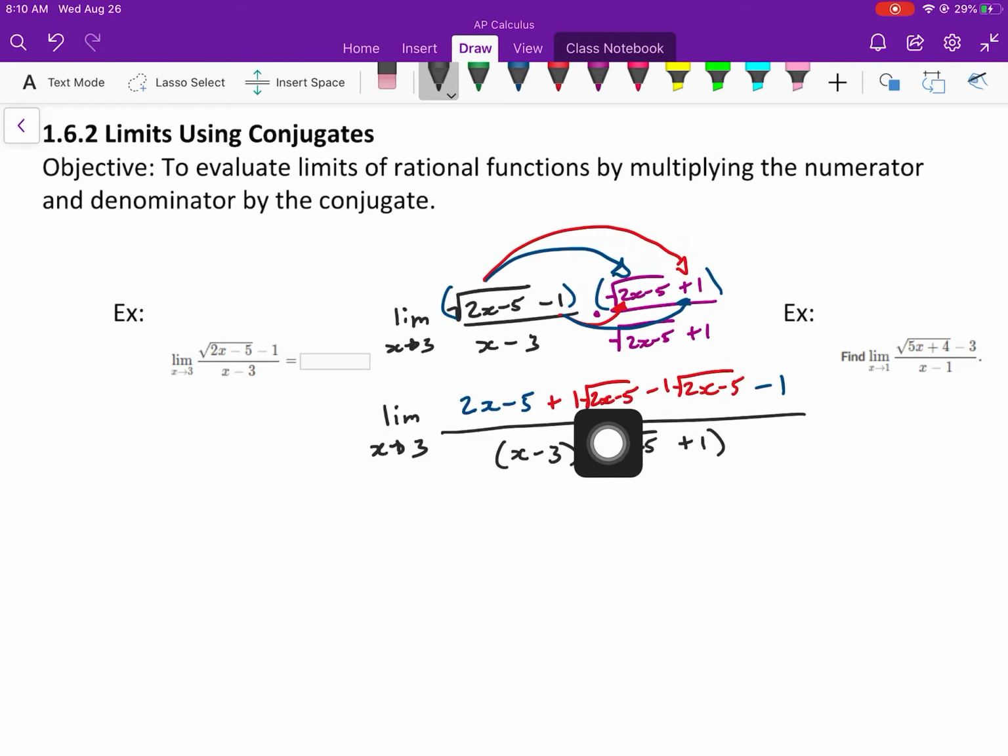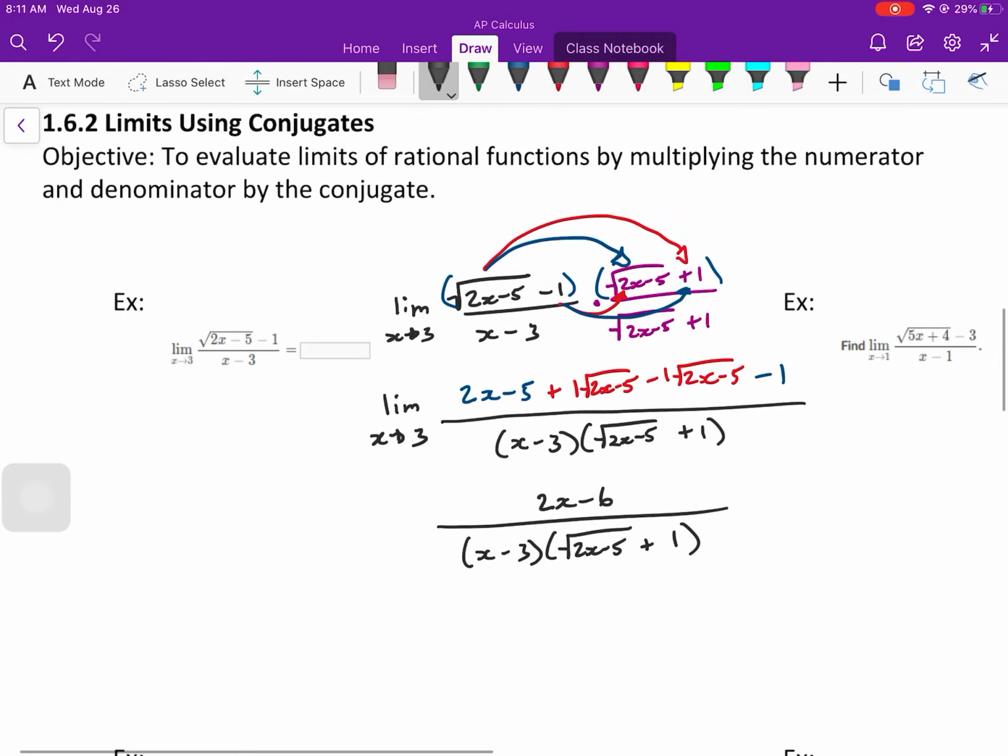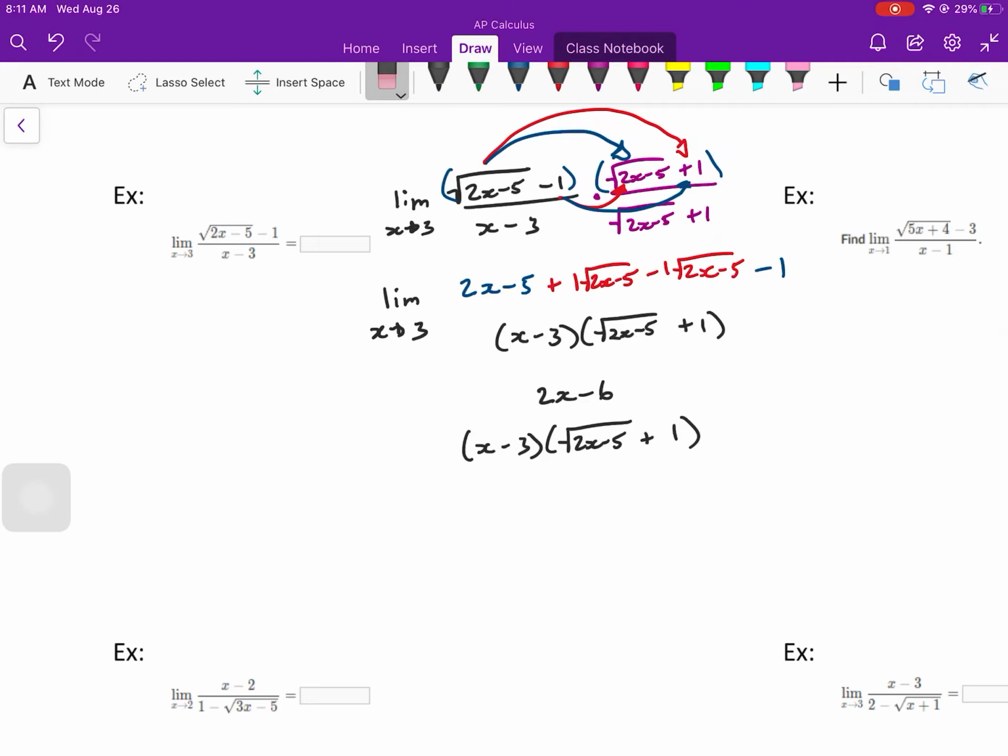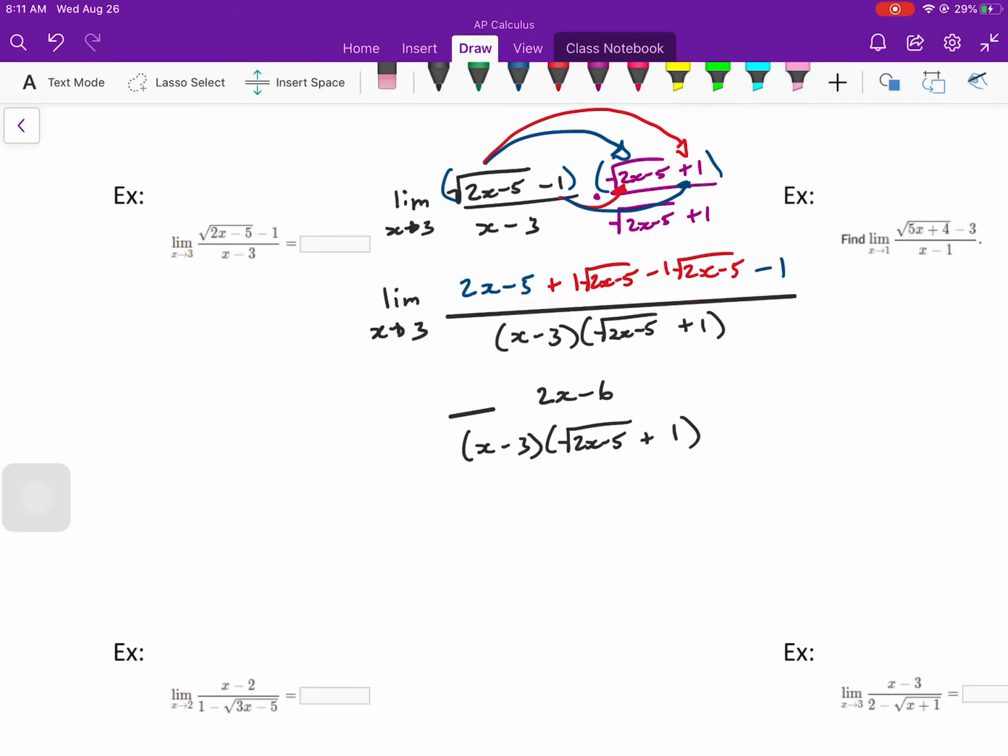So on the top, these are going to cancel out. Square root of 2x minus 5 minus square root of 2x minus 5, those will cancel out. Leaves us with 2x, and then negative 5 minus 1 is negative 6. So we'll have 2x minus 6 on the top, all over x minus 3 times the square root of 2x minus 5 plus 1. These fraction signs are getting kind of large, so it'd probably be better if I just use the tool for a line. There we go.